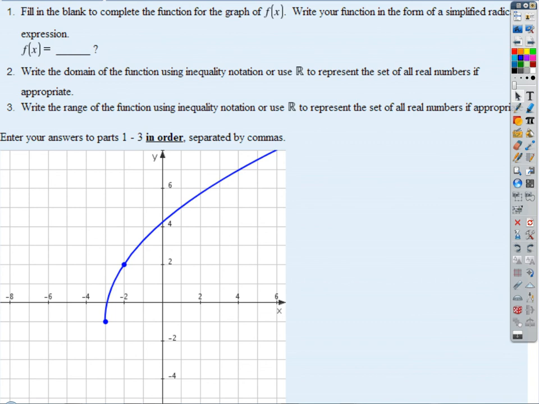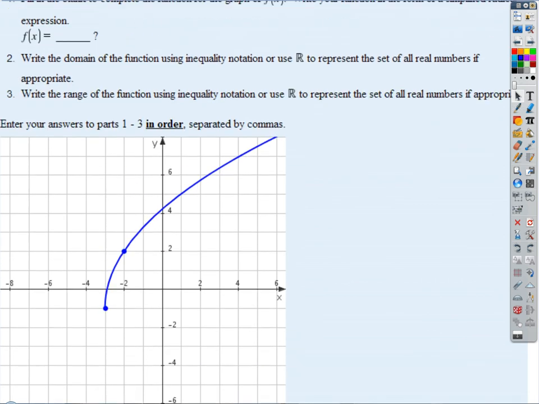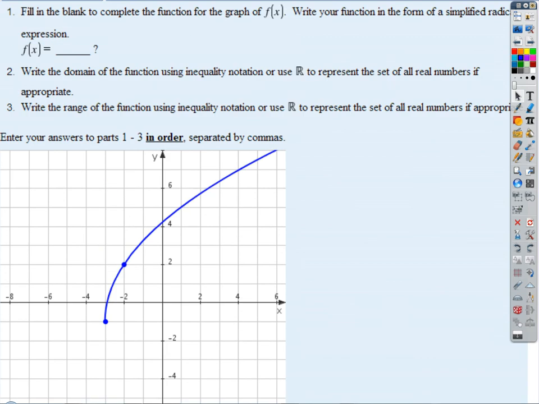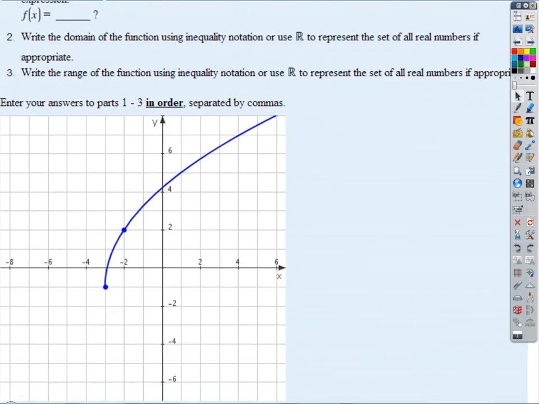Okay, on to graphs. This ought to be pretty fresh in your mind. We just did this stuff. So what I want you to do with these, I want you to write the function down, and then I want the domain and the range. So we're just going to fill in the blanks. We're going to write down f of x equals what?